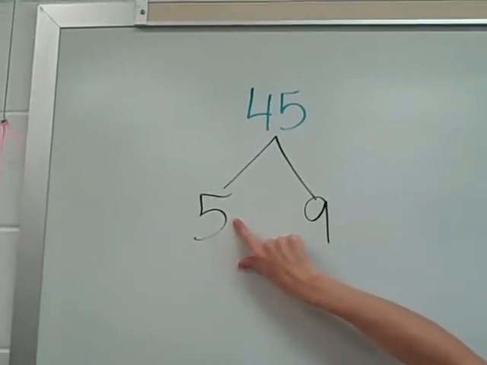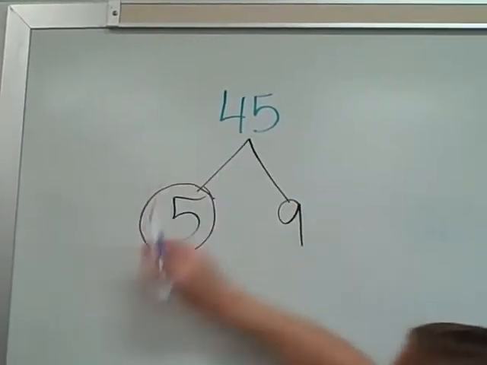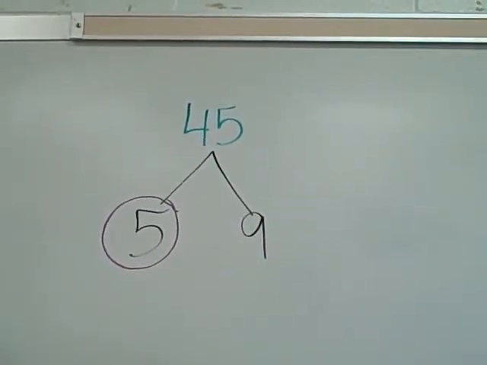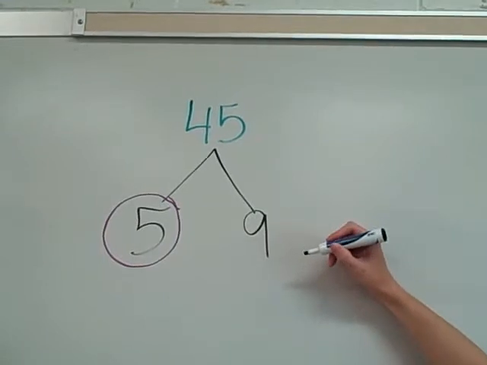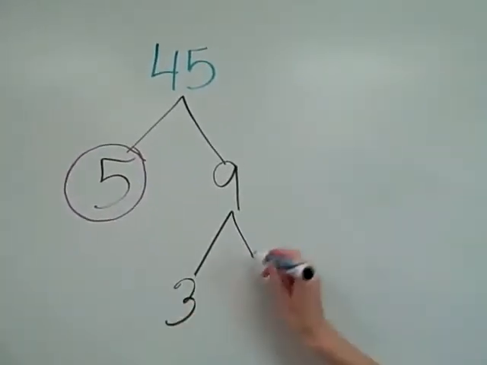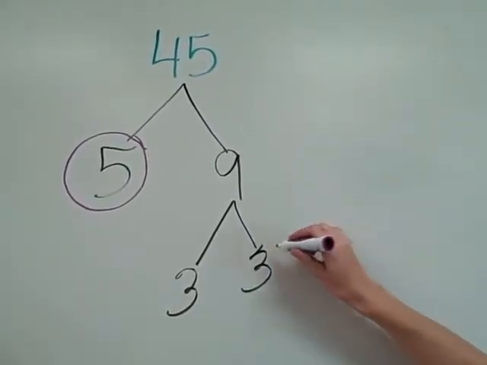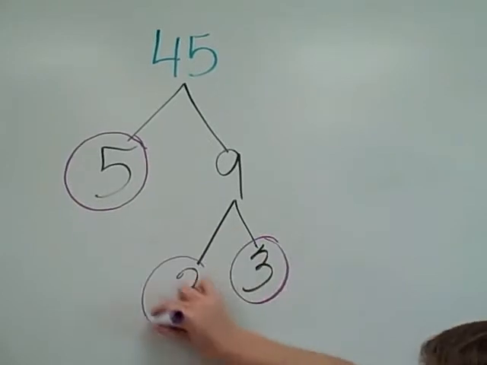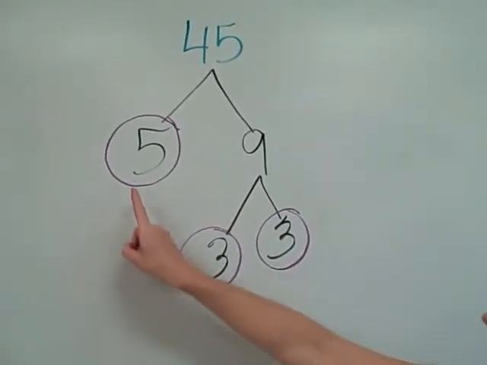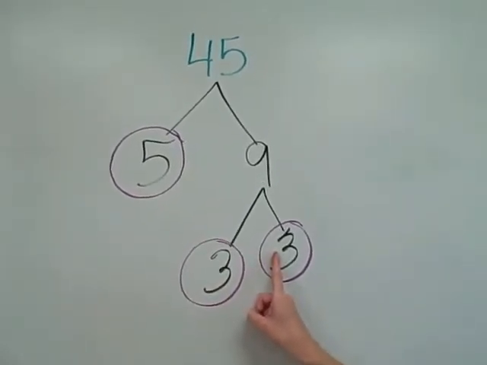Because 5 is a prime number, I'm going to circle it. That branch of the tree is done. I don't need to go any farther. But 9 is not a prime number. Although it is odd, it still has factors that can go into it, and that is 3 times 3. 3 is a prime number, so I'm going to circle it to let me know that I've come to the end of that branch.